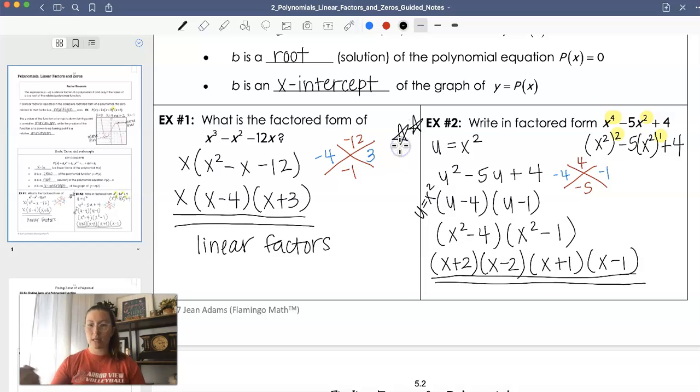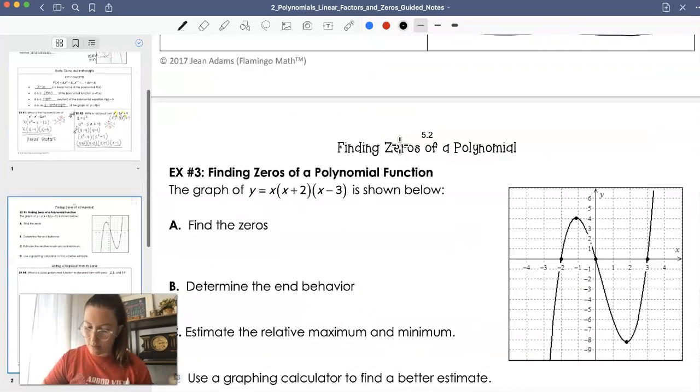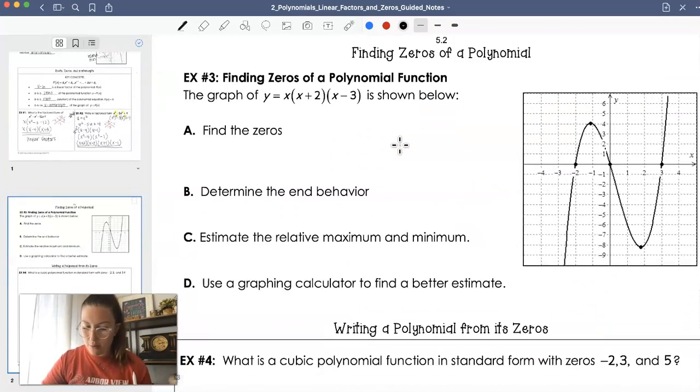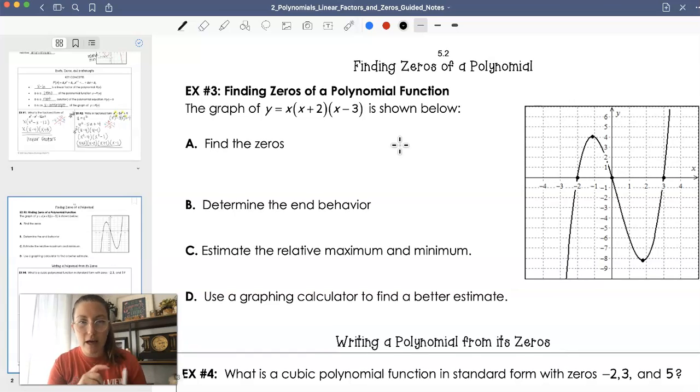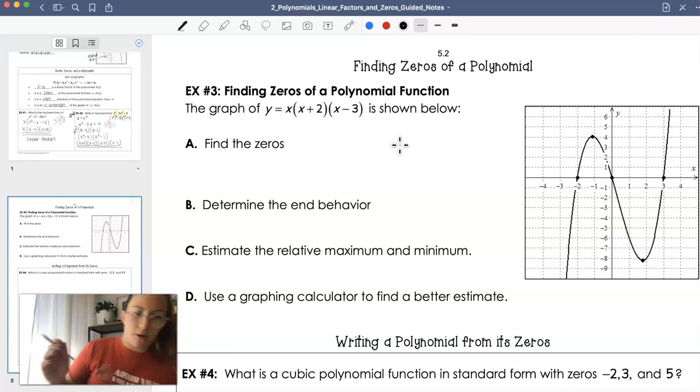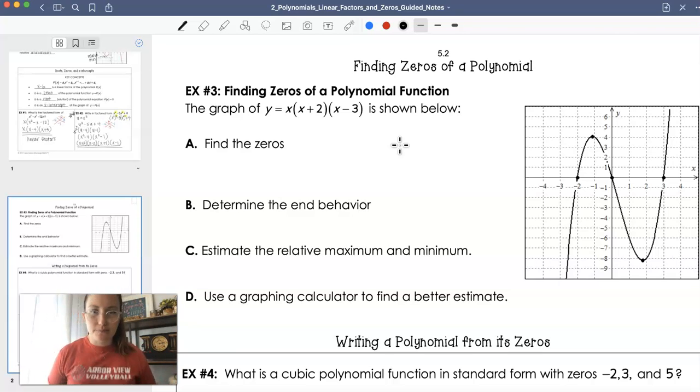I like this one. Let's star it, let's remember it, reference it. All right, next page. We're going to need a graphing calculator for this one, so get your graphing calculators ready, wherever they are. Pause the video, whatever you have to do. It says we're going to find the zeros, determine the end behavior, and estimate the relative min and max, using a graphing calculator to better estimate.